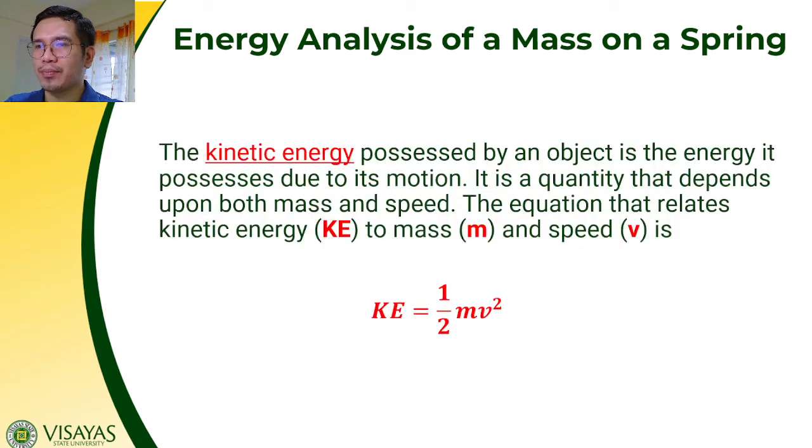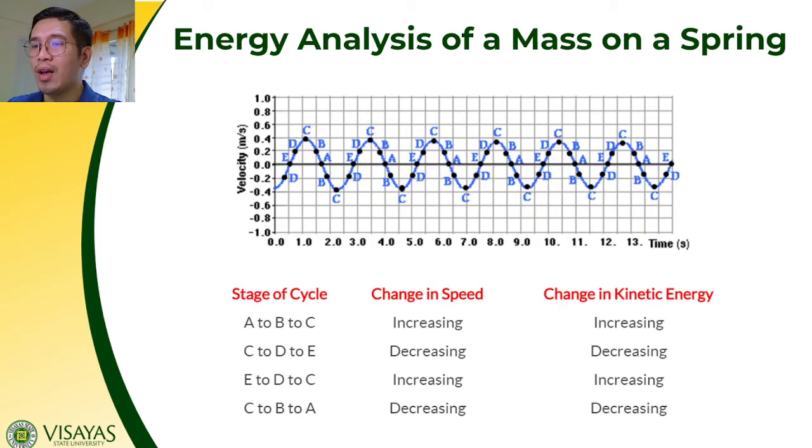From our equation, we can say that the faster an object moves, the more kinetic energy it will possess. We can combine this concept with the discussion a while ago about how speed changes during the course of motion. This blending of the concepts would lead us to conclude that the kinetic energy of the mass on a spring increases as it approaches the equilibrium position, and it decreases as it moves away from the equilibrium position. This information is summarized in the table as you can see on your screen.